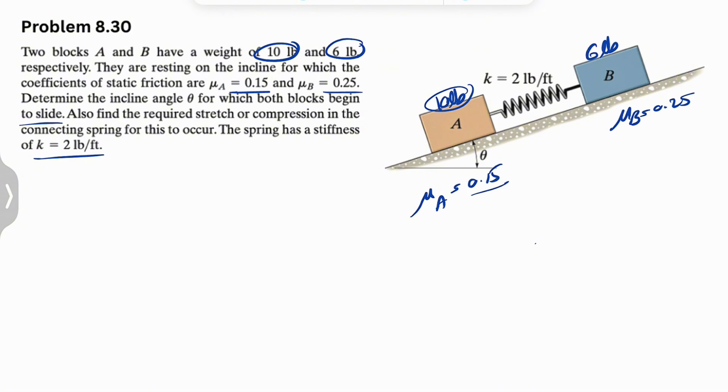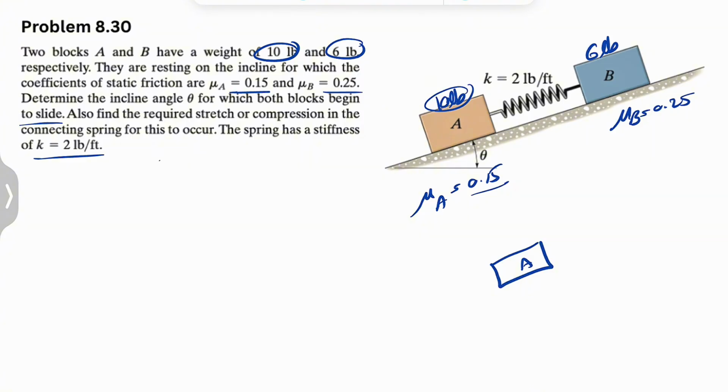So what we're going to do, basically, we are in a static situation. We are on the verge of moving the two blocks, but we're still static, so we can use our equilibrium equations for each of these. We can start with the free body diagram of each of them. We can start with A.